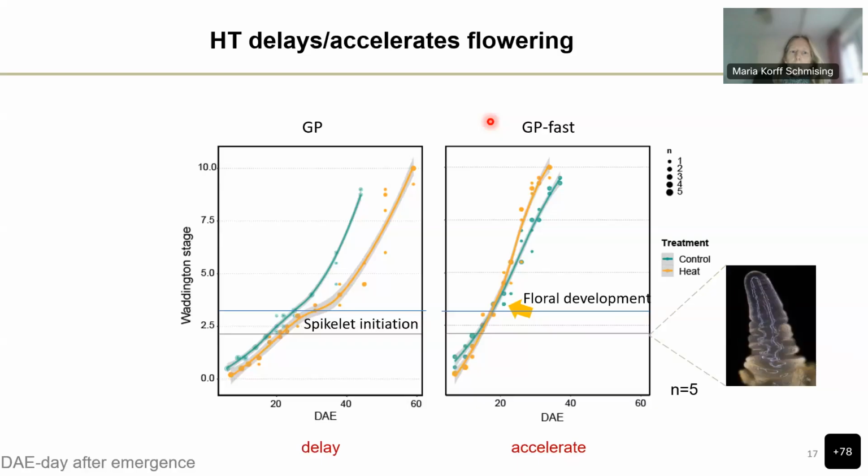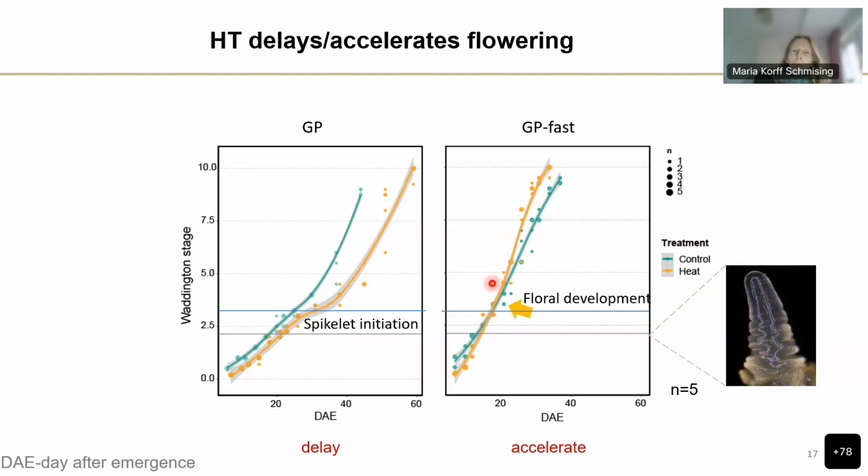So, what happens if we score, so dissect the inflorescence meristem over development? You can see here in Golden Promise and Golden Promise Fast, again under control and high ambient temperature conditions. And what we observed is that there wasn't a huge difference in development until about stage 3.5, when floral development starts, when then really under high ambient temperature conditions, this floral development was very much delayed and altered in Golden Promise. But that was very different in Golden Promise Fast, where floral development got accelerated.